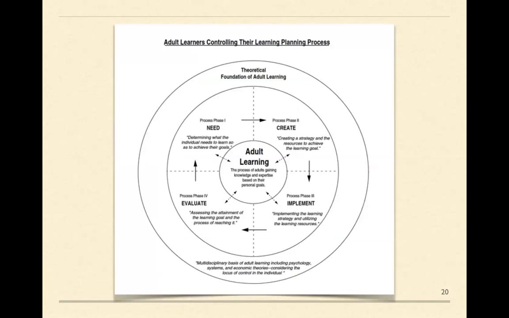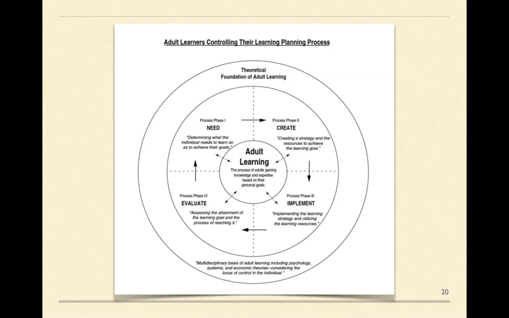Another graph that's in our book: adult learners controlling their learning and planning processes. So here, adult learning is defined as a process of adults gaining knowledge and expertise. And the idea is that, number one, learners universally want to have more control over the learning process. Of course, I think we all agree with that. And of course, number two, that learning increases as a result, coming from adult education and adult learning theory, which takes the situation and your personal expertise into account.